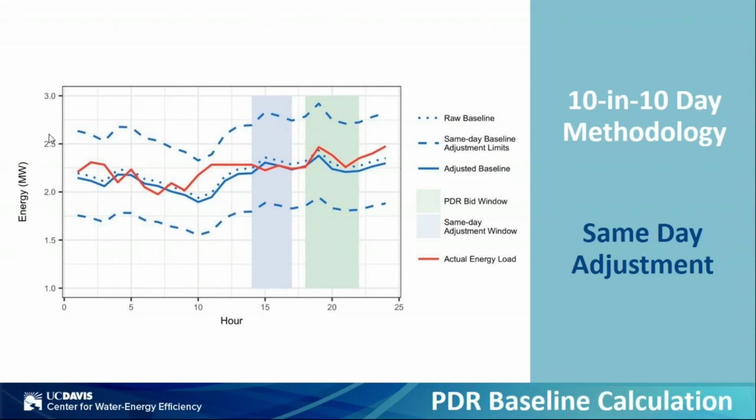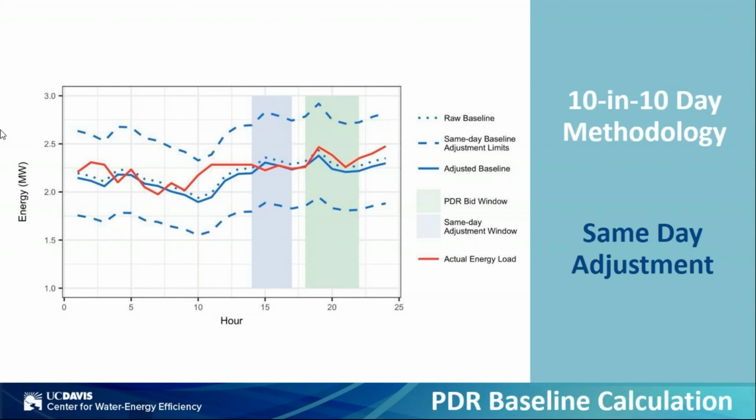Energy reductions are measured through the PDR program by baseline calculation. So baseline is meant to be the energy user's daily energy load profile. And this baseline calculation methodology that PDR uses is the 10 and 10 day methodology. So that's a 10-day average of eligible non-participation days.